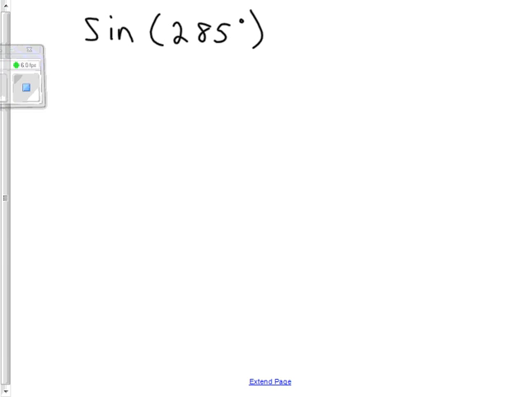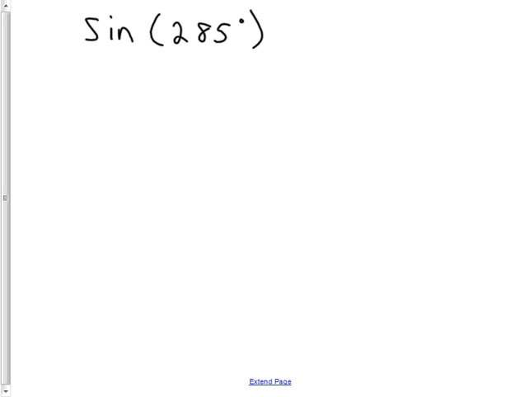Let's look at an example where we use one of our sum or difference formulas to find the exact value of a trig function of some angle. So let's find the sine of 285 degrees. Again, we're wanting to use a sum or a difference formula to find the sine of 285 degrees.